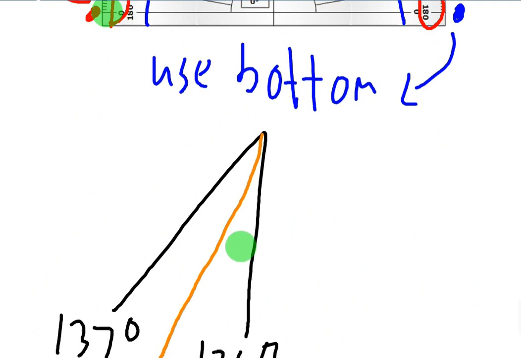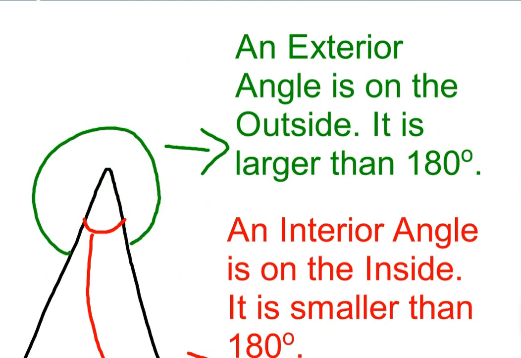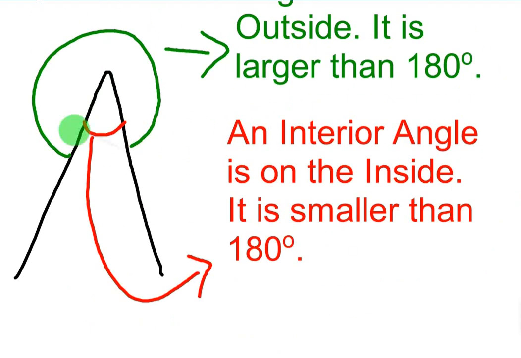Let's introduce you to a few more terms other than complementary and supplementary. An exterior angle is an angle that's on the outside of an angle. It's larger than 180 degrees. An interior angle is smaller than 180. It looks like a regular angle. The exterior is this green right here. It's the outside. It's bigger than 180. The interior is this red angle right here, and it's smaller than 180. So interior smaller than 180, exterior larger than 180, bigger than the line.